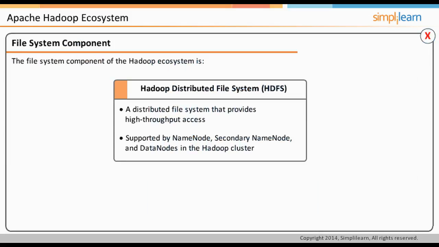The file system component of the Hadoop ecosystem is Hadoop Distributed File System, or HDFS, that provides high-throughput access. It is supported by name node, secondary name node, and data nodes in the Hadoop cluster.